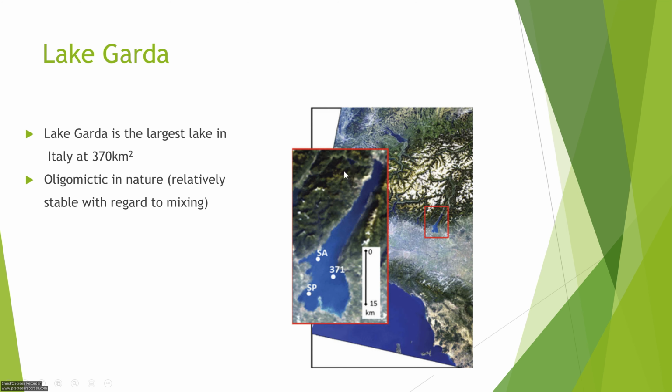So the first site, Lake Garda, is the northernmost lake, still centered in the Italian landmass as Italy's largest lake, and came in at over 370 kilometers squared. And it's oligomictic in nature, which means that the water column is really well mixed, and there's little turbulent events throughout the season that mixes this water body.